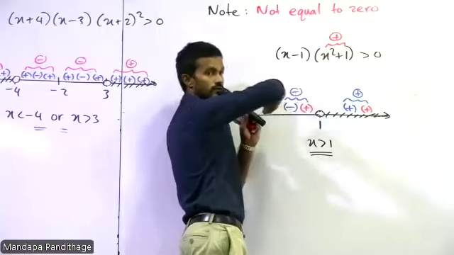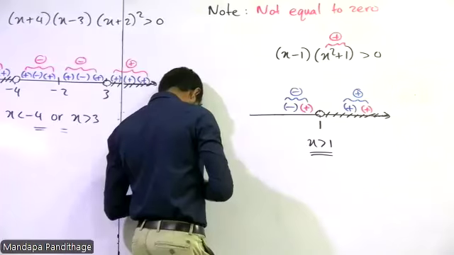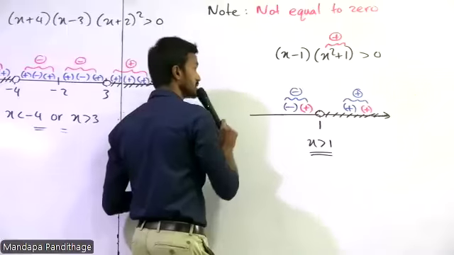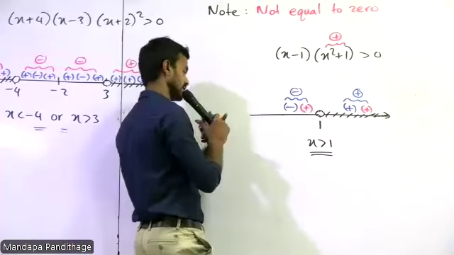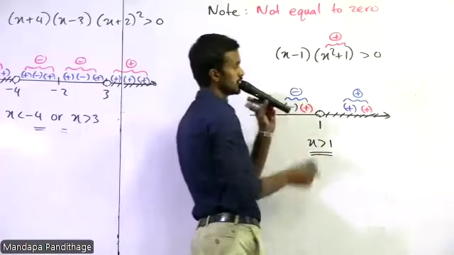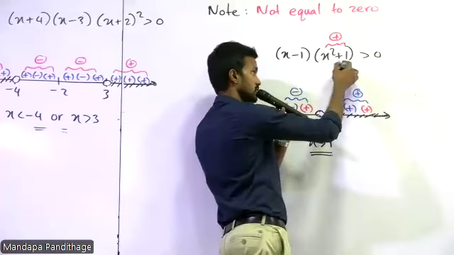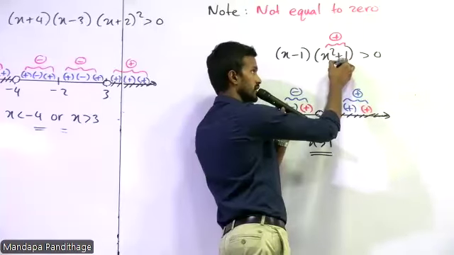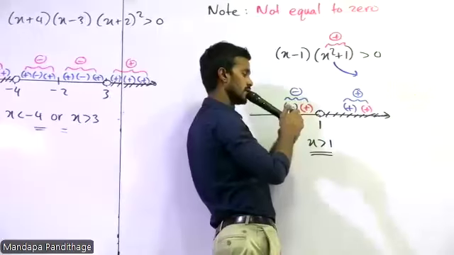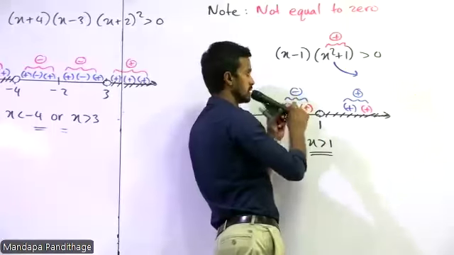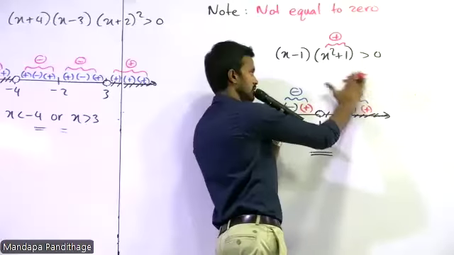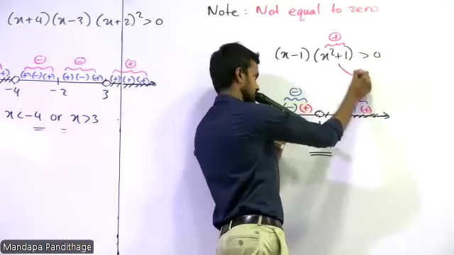Okay, then write this one, x minus 1, x squared plus 1 is greater than 0. Show that it is positive. And near this factor, put a red arrow and write in a normal pen.